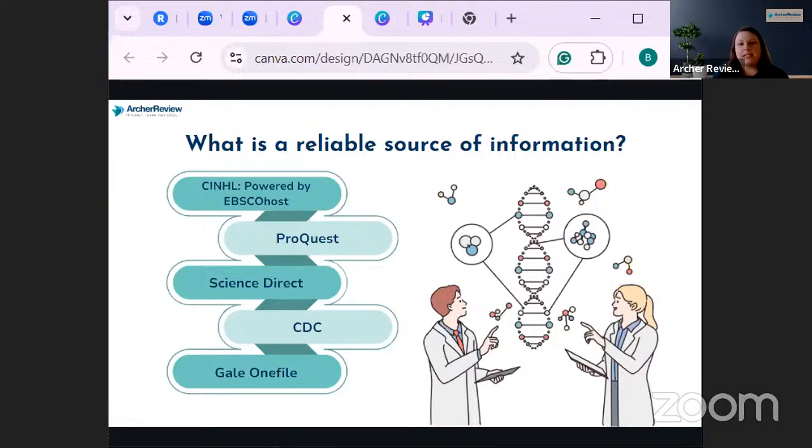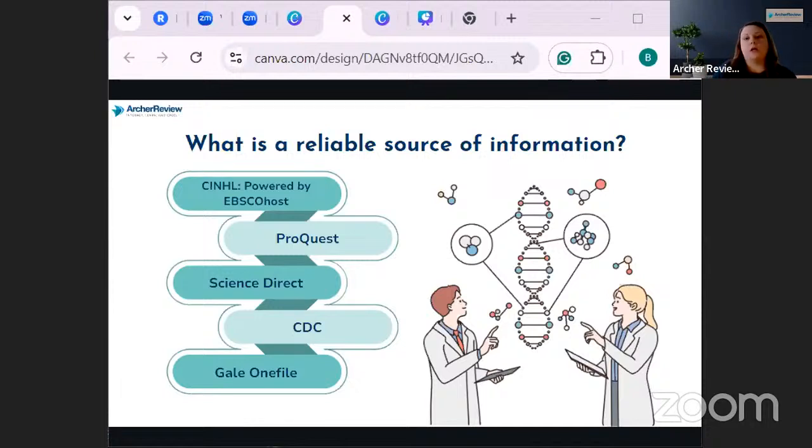You guys can put that in the chat for me. Who can tell me what's a reliable source of information? You've probably been in school and used a lot of these, but things like CINAHL, EBSCOhost, ProQuest, Science Direct, CDC, Gale OneFile, these are all going to be reliable sources of information. Of course, the other thing is thinking about your accrediting body as well.